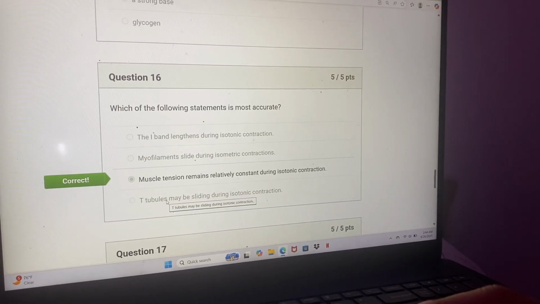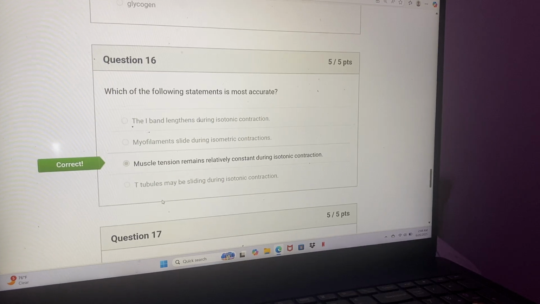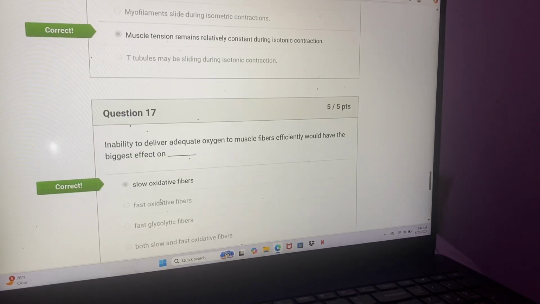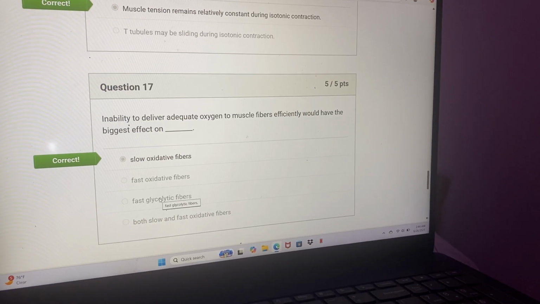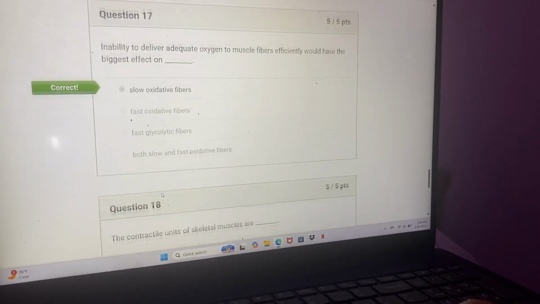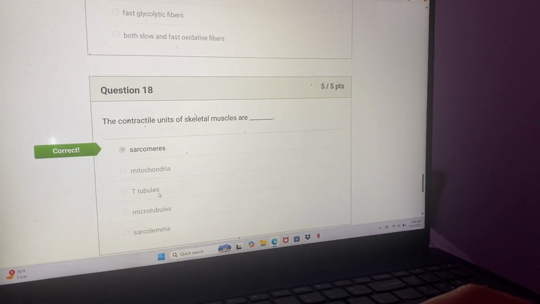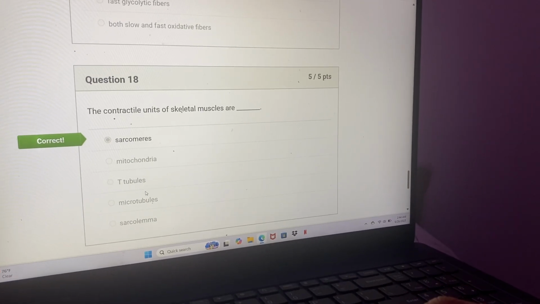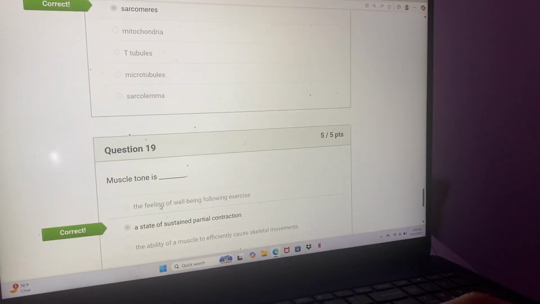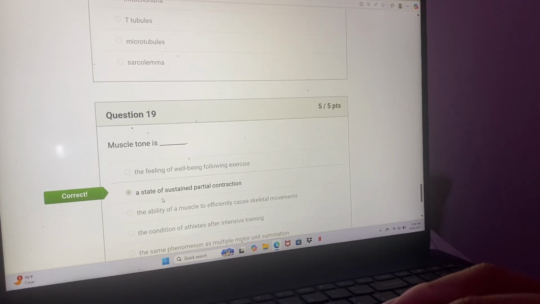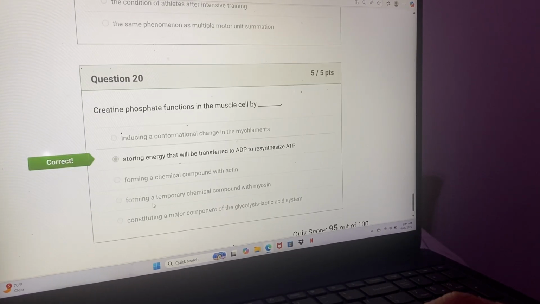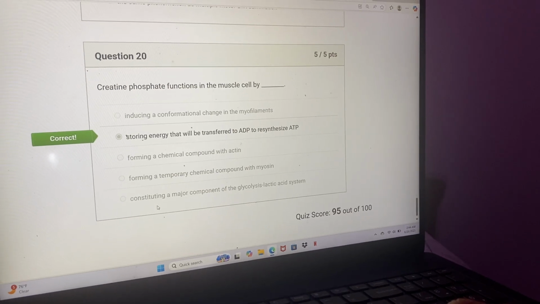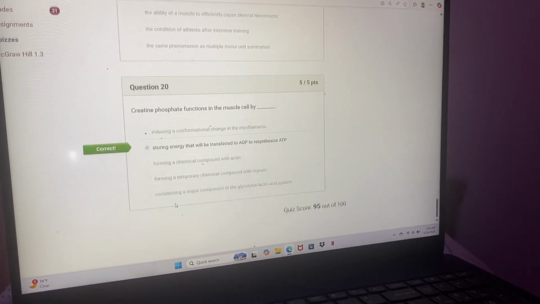Which of the following statements is most accurate? Muscle tension remains relatively constant during isotonic contraction. Inability to deliver adequate oxygen to muscle fibers efficiently would have the biggest effect on slow oxidative fibers. The contractile units of skeletal muscles are sarcomeres. Muscle tone is the state of sustained partial contraction. Creatine phosphate functions in the muscle cell by storing energy that would be transferred to ADP to resynthesize ATP.